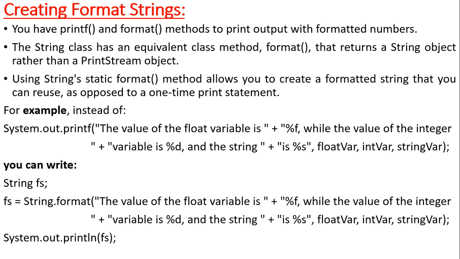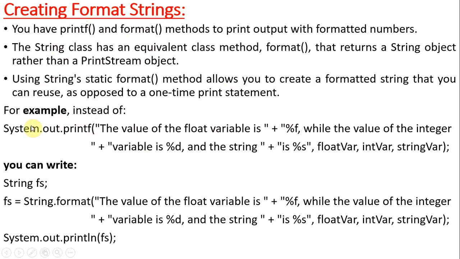printf and format are the methods to print output with formatted numbers. What is meant by formatted is, for example, for fractional data, decimal points: this many decimals, this many fractional digits. If you want to present the data like that, you can go with format, not always required. So printf and format are the two methods that can be used to format the data.